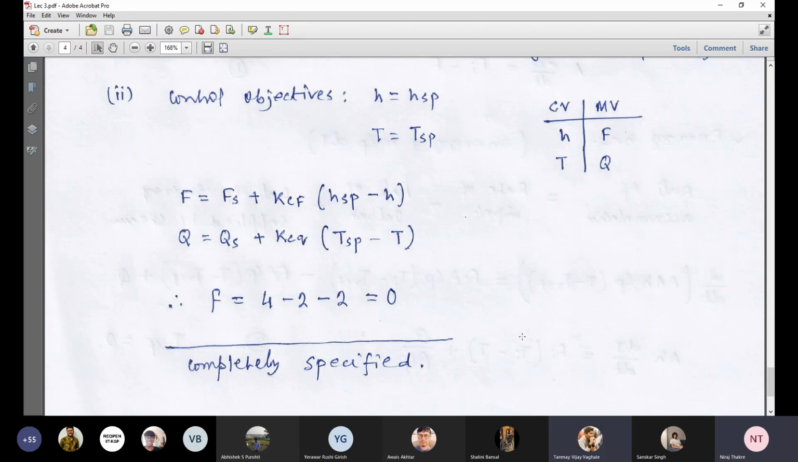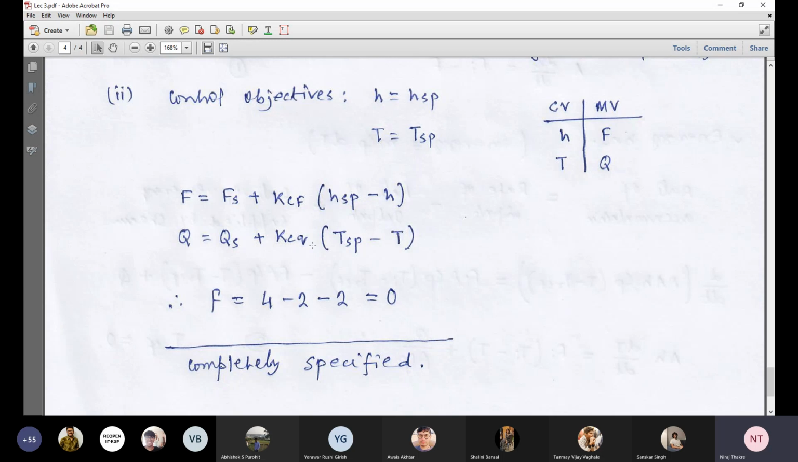Sir, KCF and KCQ, how are they defined? I mentioned in the last class that these are tuning parameters. For controller tuning parameters, there are several methods. In fact, around 20% of your course content is attributed to finding these tuning parameters. There are several methods, and we'll discuss them one by one.